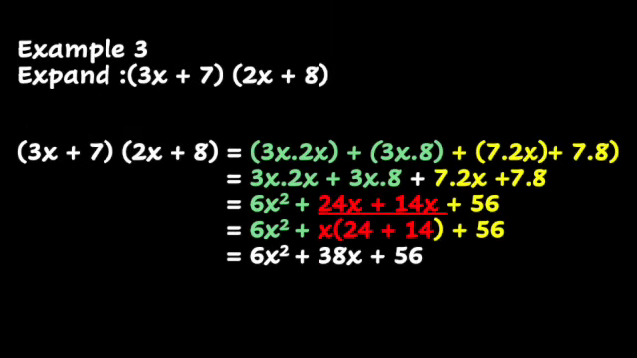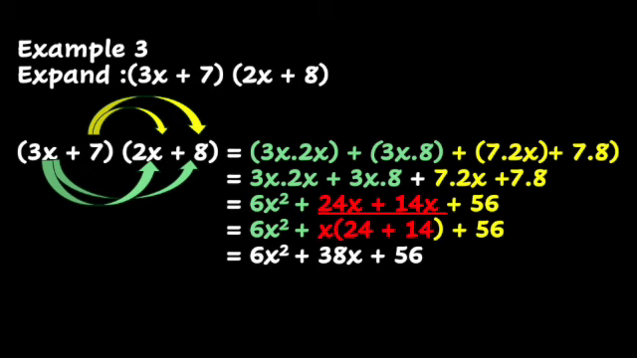In example 3, we need to multiply 3x plus 7 by 2x plus 8. So we are dealing with double brackets here. So the process would be to multiply each term of the second bracket by the terms of the first bracket and then add the terms. So here we need to multiply 3x by 2x first, then we multiply 3x by 8, and then next step would be to multiply 7 by 2x, and the next would be 7 times 8.